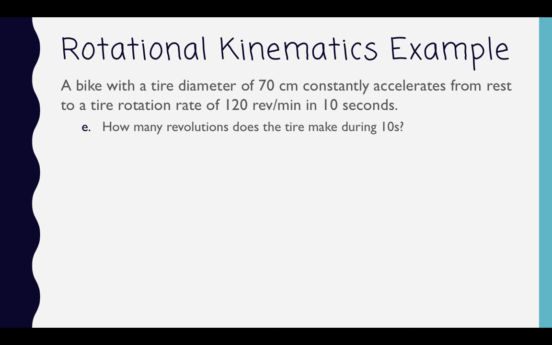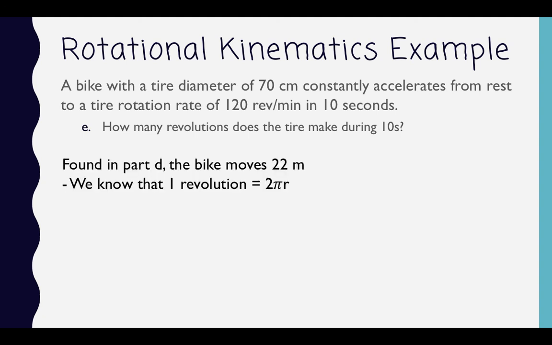Last part. How many revolutions does the tire make during 10 seconds? Well, we know that it went a total distance of 22 meters. But we need to know how far it is around a whole circle. Well, we know that the circumference of a circle is 2 pi r. So one revolution is going to be 2 pi r. Well, our radius was 0.35. So if we plug in 0.35 meters for our radius, we get 2 pi times 0.35, which is 2.19 meters. That's the distance of one revolution.